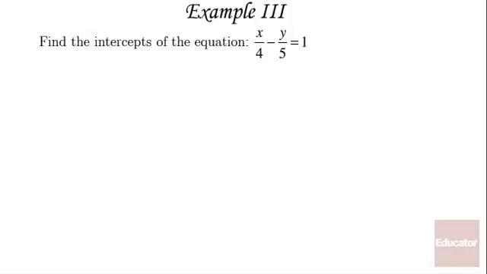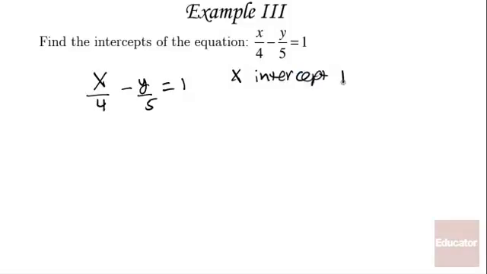Find the intercepts of the equation x over 4 minus y over 5 equals 1. Okay, rewriting this, x over 4 minus y over 5 equals 1. Remember that for the x-intercept, I'm going to let y equal 0. At the x-intercept, the value for y is going to be 0. So if I go back here and I let y equal 0, I'm going to have x over 4 minus 0 divided by 5 equals 1.